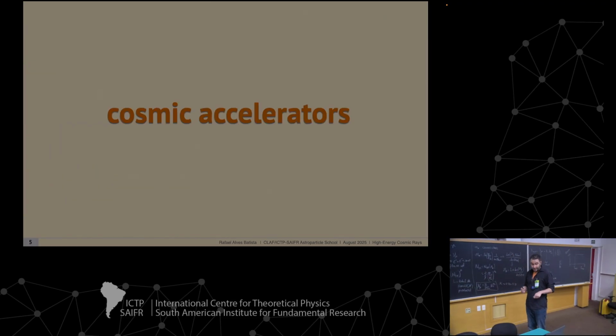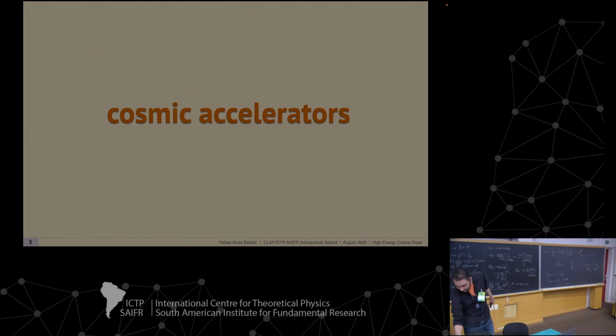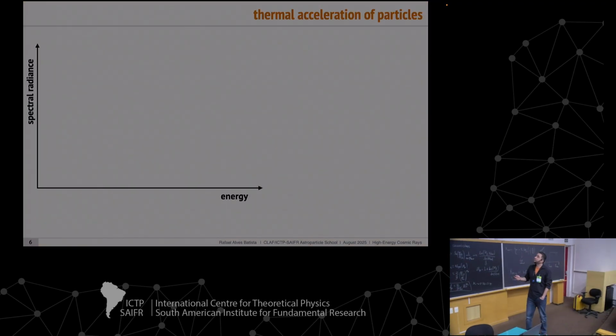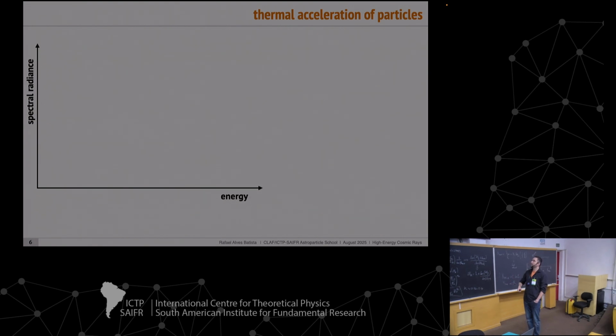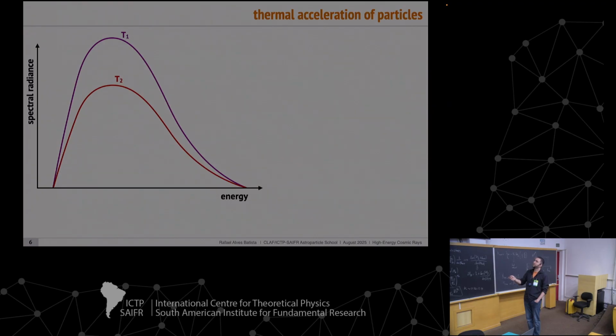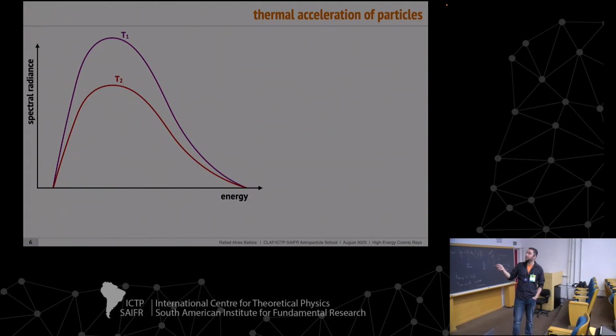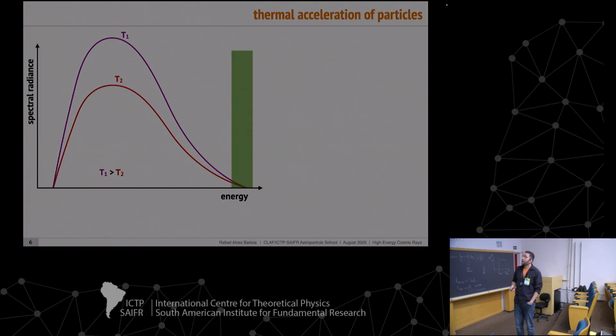So, cosmic accelerators. I like to start with something like a spectral radiance type of thing. It doesn't matter. This is just how much is emitted as a function of the energy. When we have a thermal distribution of particles, we can think that there is a curve like that. The exact shape right now doesn't really matter, and it depends a bit on the temperature. High temperature, T1 larger than T2, so it emits more. And we are talking here about very high energy stuff.